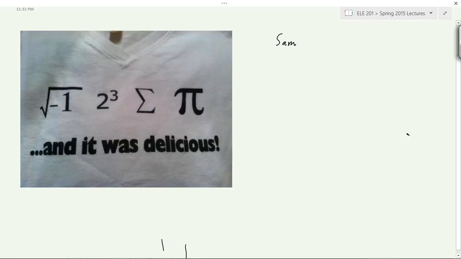We're going to start by verifying what we claimed at the end last time. And that is that this impulse train, the Fourier transform of the impulse train, is also an impulse train.